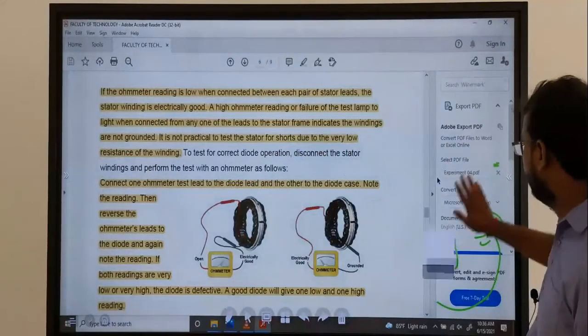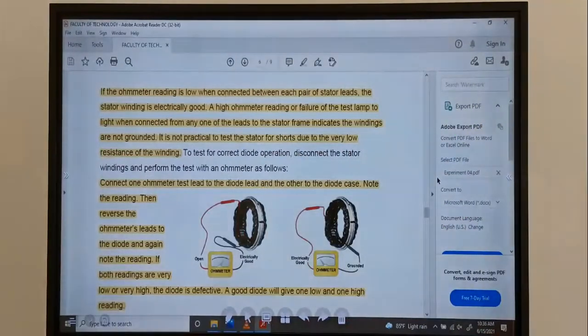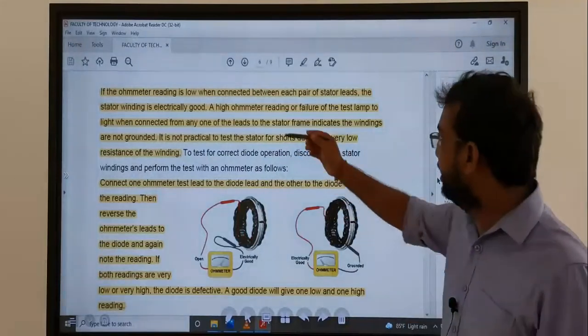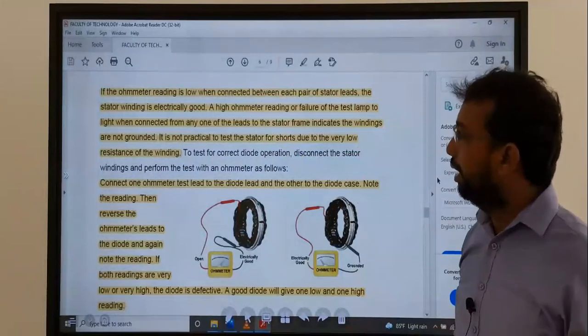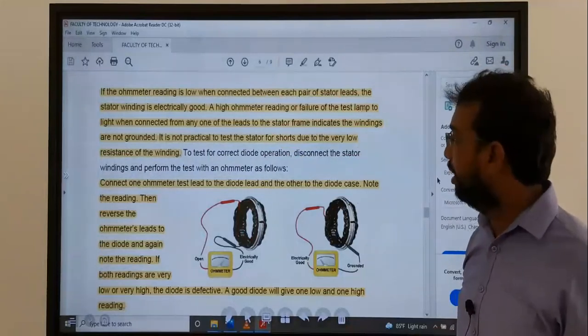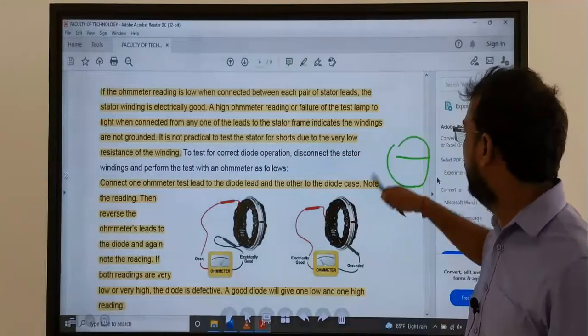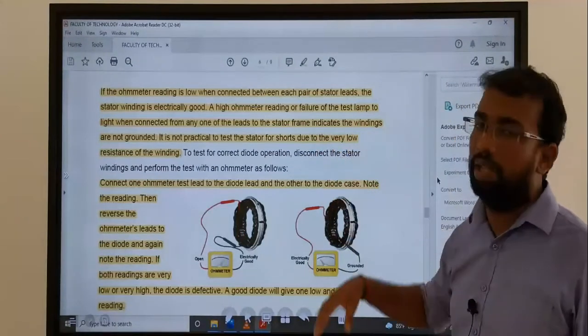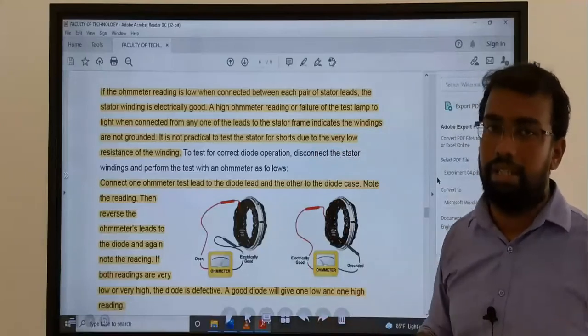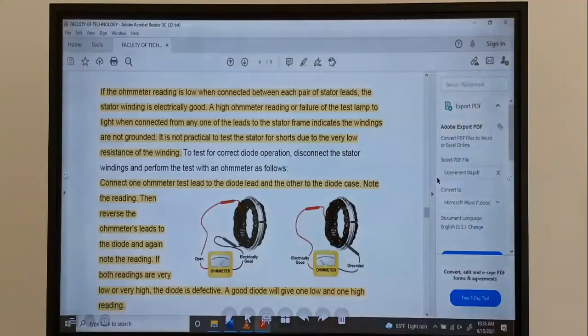But it is not practical to test the stator for short circuit due to the very low resistance of the winding. Because how do we find a short circuit? The resistance is low, that is a short circuit. But normally good windings also have a low value. So we cannot identify the short circuit because it's also a low value. We cannot differentiate.